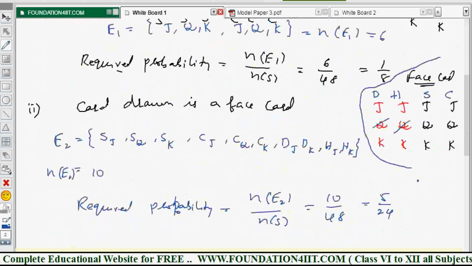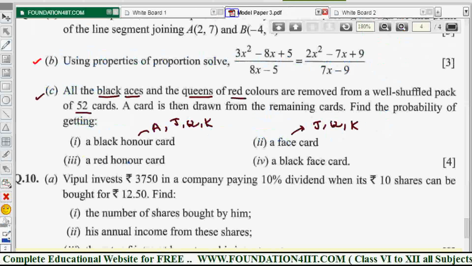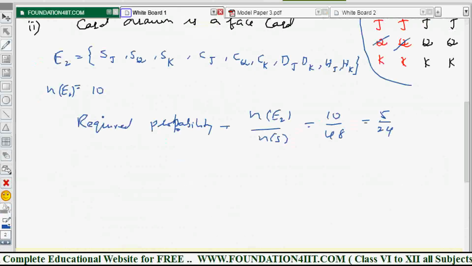Next question. If you observe the third one, a red honor card, only in red color, the two honor cards. So let's see what we'll get in this. Of the 16 honor cards, 8 are black, 8 are red. In that, the queens of red are removed. Generally queens of red is 2. So 8 minus 2, the remaining is 6.